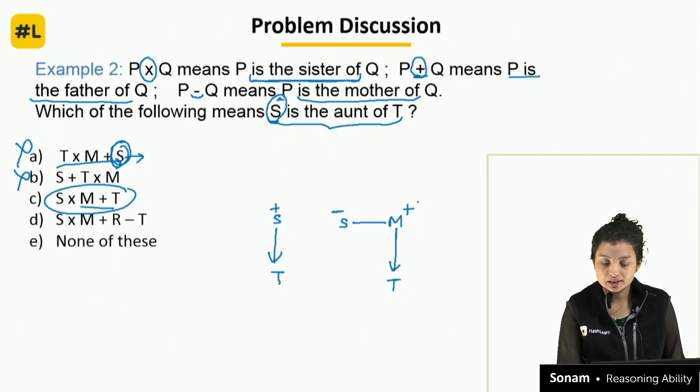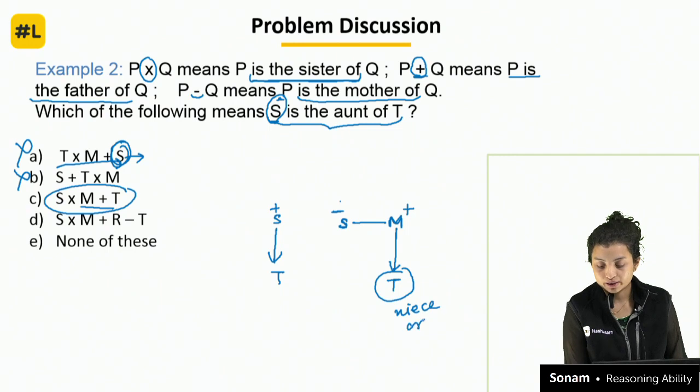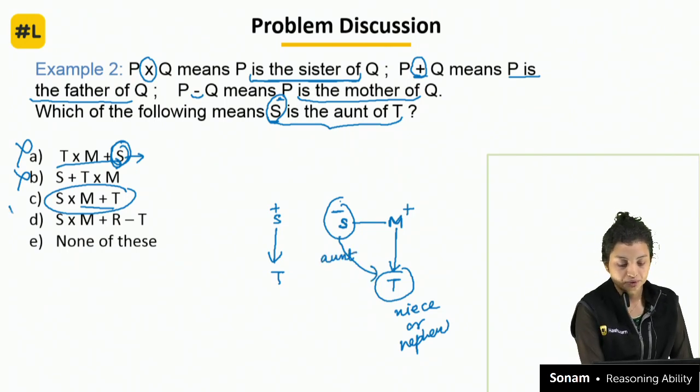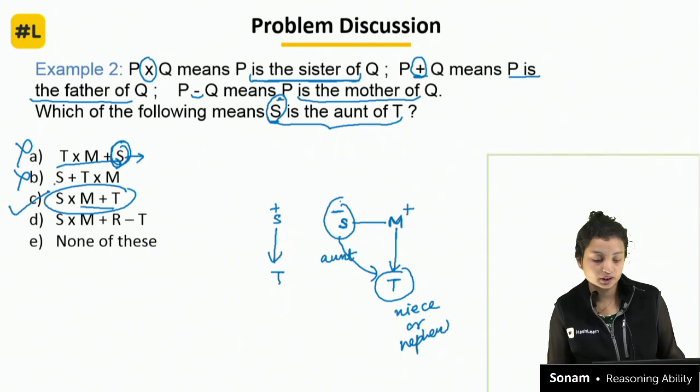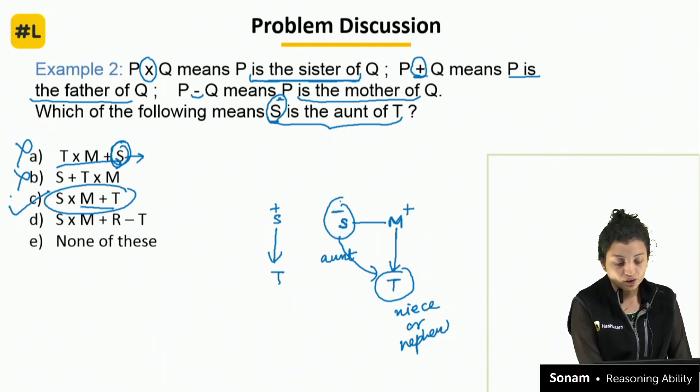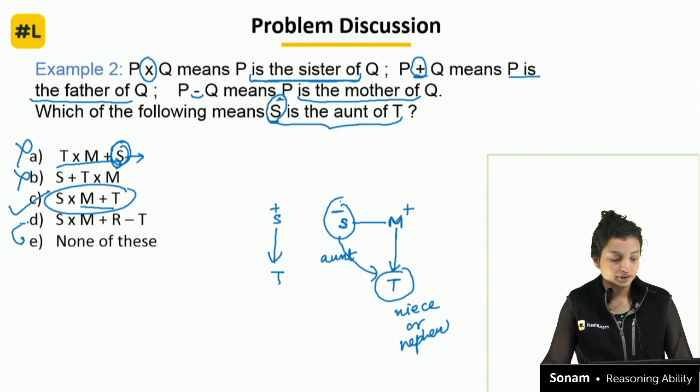Now tell me, can I say that S is sister of T? Yes, because S has a brother M and M's son is T. So obviously T will be niece or nephew of S, right? And S will be aunt to this person. So your answer is option C. You don't have to further solve option D and option E because you got your right answer in between, correct? If this is not your answer, then you have to go to the next option, right? So that's how you do this coded relation problem.